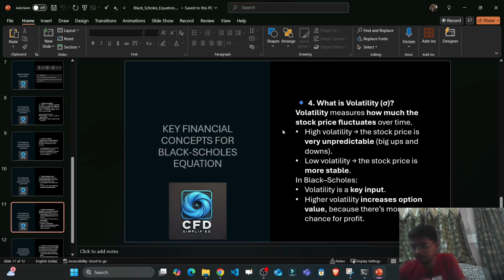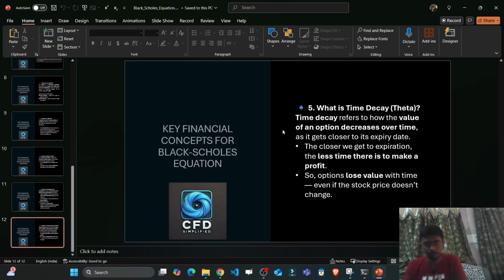Basically I have written the examples, so I'm just reading that one. In volatility, you can think of the turbulence in the CFD. The more turbulent the market, the riskier and potentially more rewarding the option. Risk will be very high, but there is also a very high chance of getting a high reward.